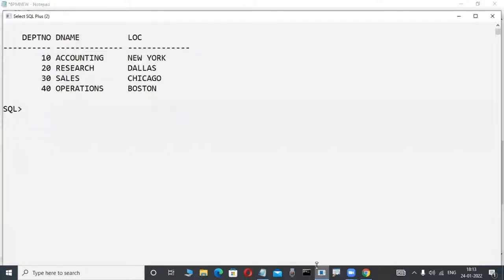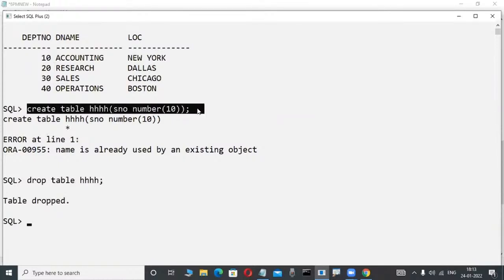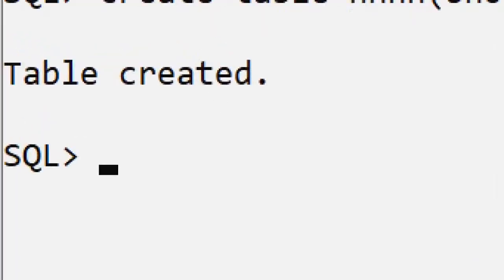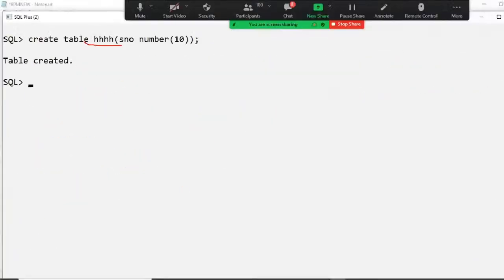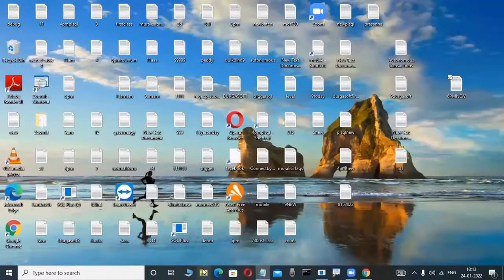Suppose you are creating a table or anything in your database, for example. Whenever I am creating a table like this, observe here, these tables are already there. Suppose I am creating this table in my database. Whenever I create a table, it is not visible in the operating system.